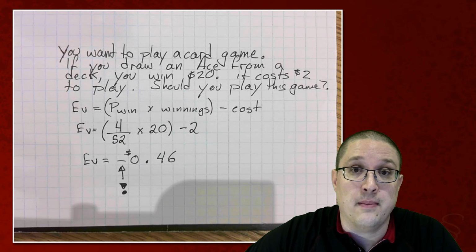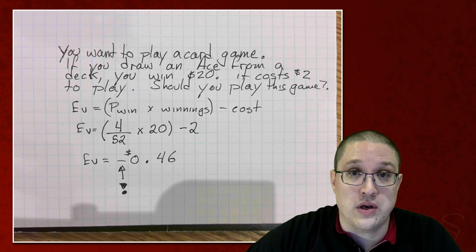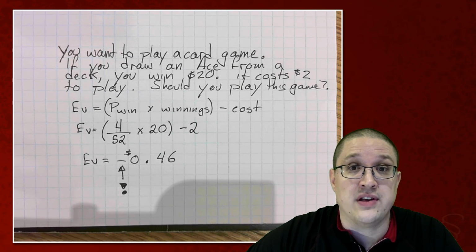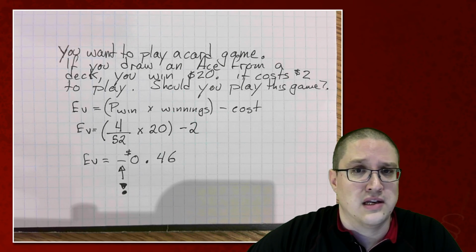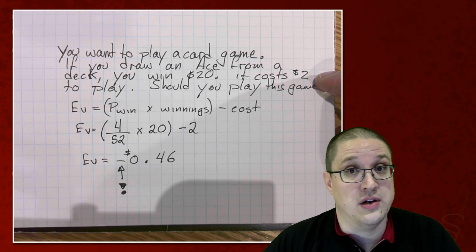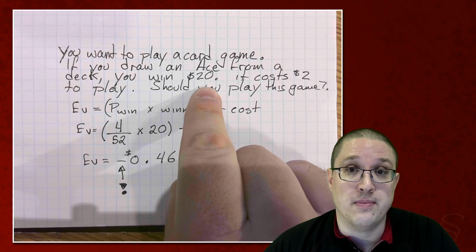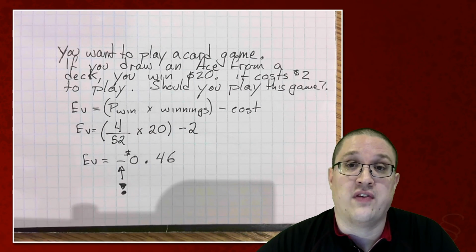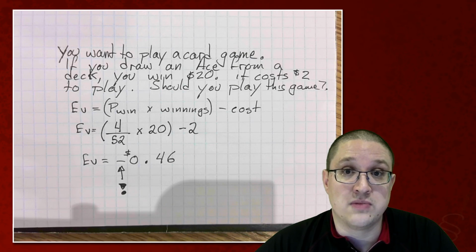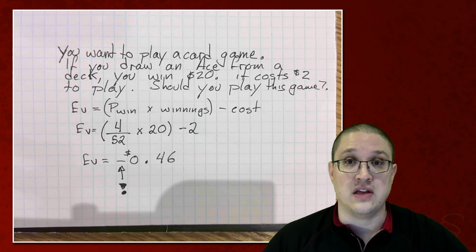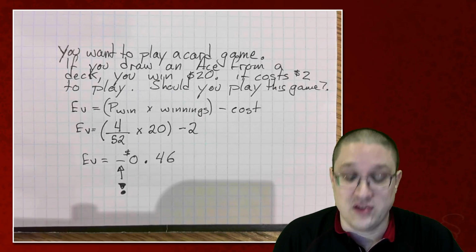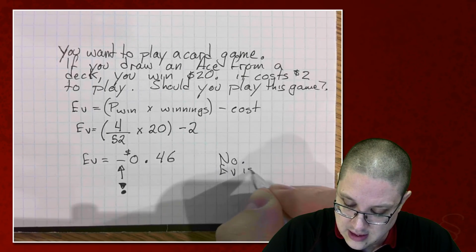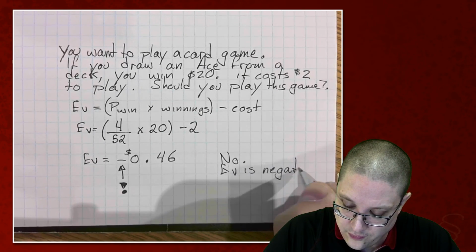Every time I play this game, I'm expecting to lose 46 cents, which might not sound like a lot, and it doesn't mean that every time you play, you're going to lose 46 cents, because you can't. You're either going to lose $2 because you didn't win anything, or you're going to gain $20, or make $18 because you spent $2. But on average, if I play a lot of times, I'm going to lose money. In this case, the negative is the important thing. I'm saying this is my average loss, so no, the expected value is negative.